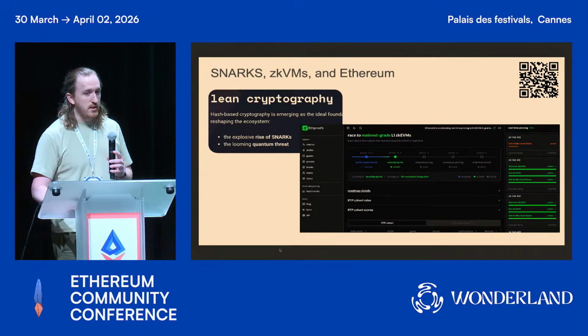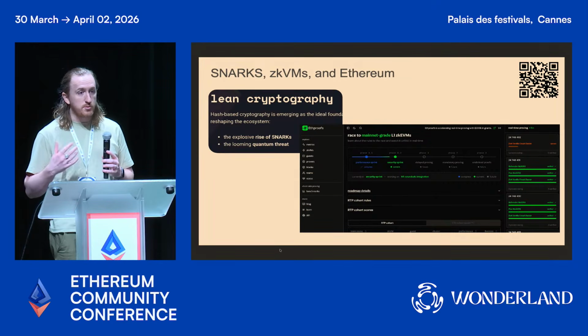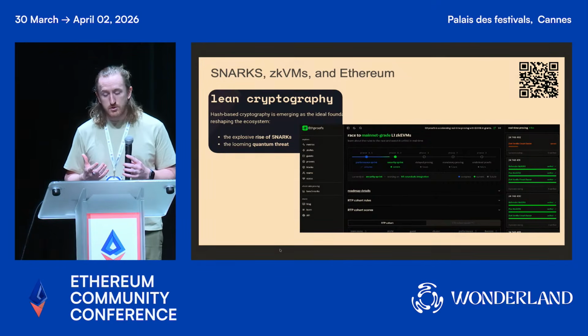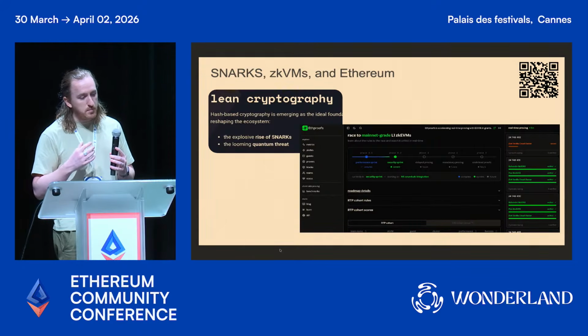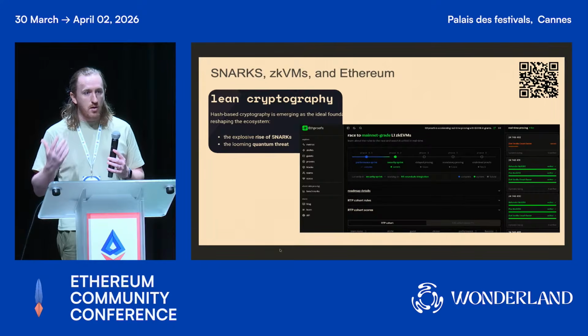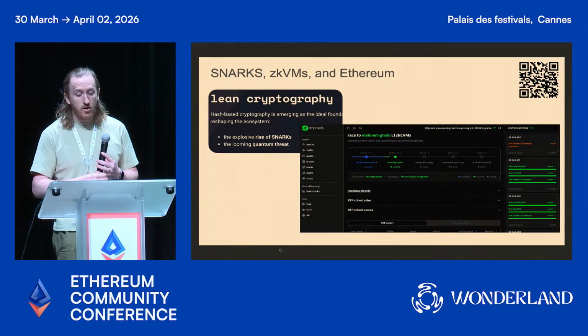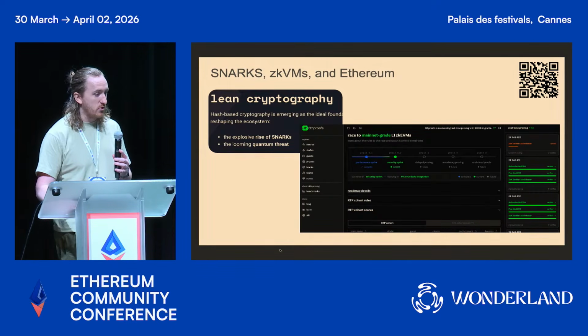Which means that bugs in the cryptography and in the SNARKs that we're using can allow people to steal money, and people can compromise the security of the Ethereum protocol, which is, of course, a serious problem.